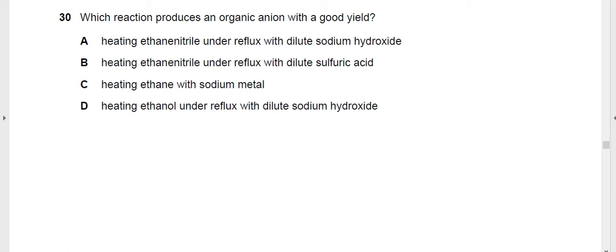This is summer 2020 question paper 1-1. Okay, paper 1, variant 1. Question 30. Which reaction produces an organic anion with a good yield? Now, let's look at all the reactions in A, B, C, and D and see which one can give us an organic anion.